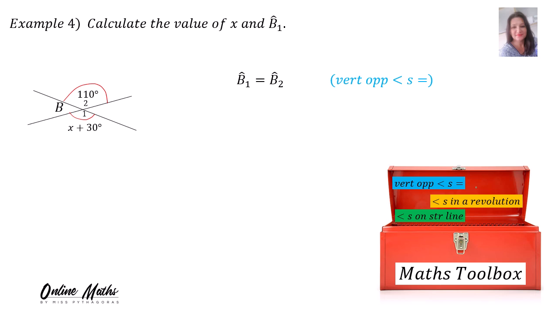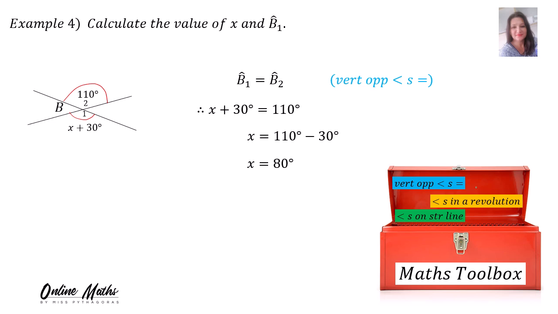And then in the place of B1, we substitute x plus 30, its size, equals, and B2 was given that it's 110. And now we can solve x. Therefore, x is 110 minus 30. X is equal to 80 degrees.